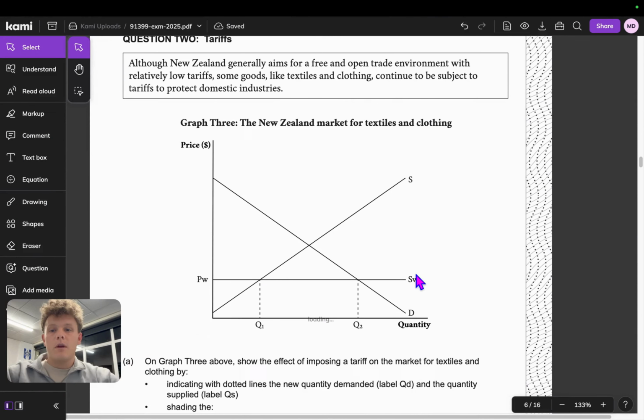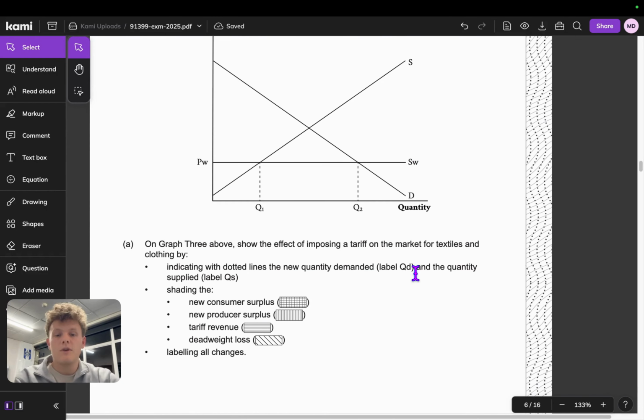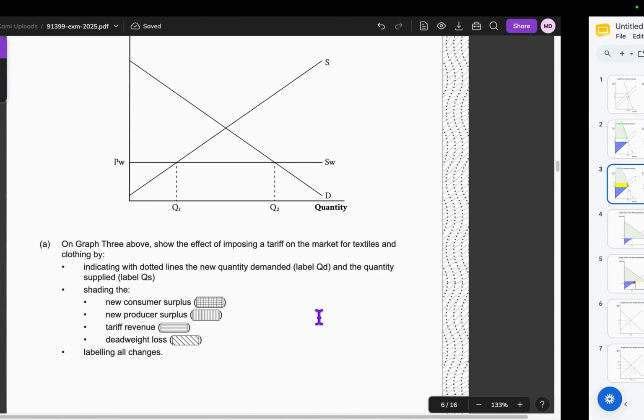Question 2. Although New Zealand generally aims for a free and open trade environment with relatively low tariffs, some goods like textiles and clothing continue to be subject to tariffs to protect domestic industries. Graph 3 shows the New Zealand market for textiles and clothing. On graph 3, show the effect of imposing a tariff by indicating with dotted lines the new quantity demanded and supplied, and then the new surpluses and the deadweight loss.